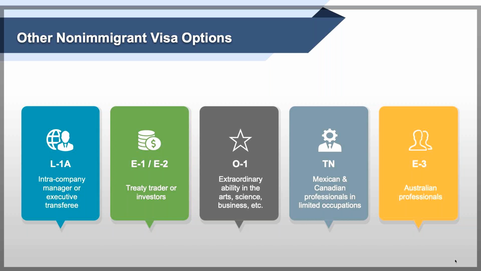If you are, the E1 is for foreign nationals from that country who are engaging in what's called substantial trade between their home country and the US. And the E2 is for foreign nationals that are coming to make a substantial investment in a US entity that thereafter they're going to run.